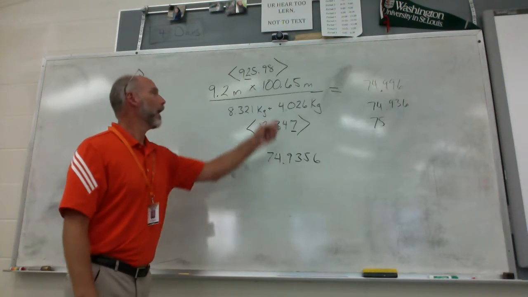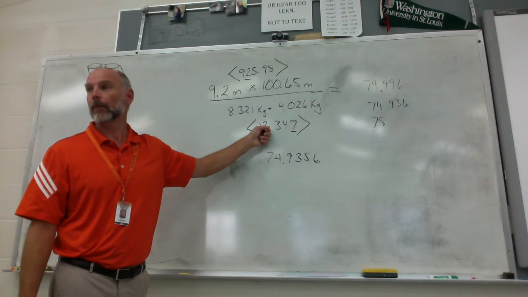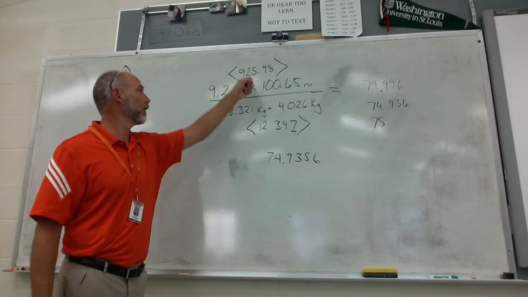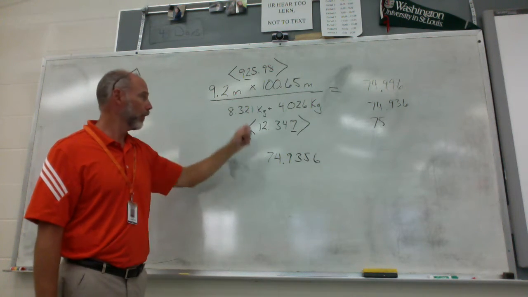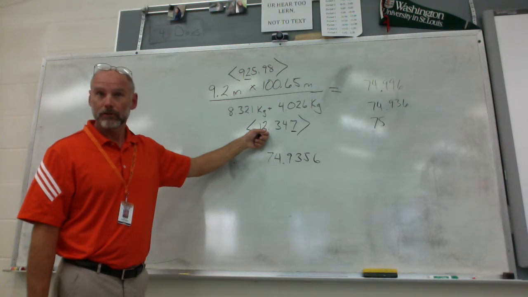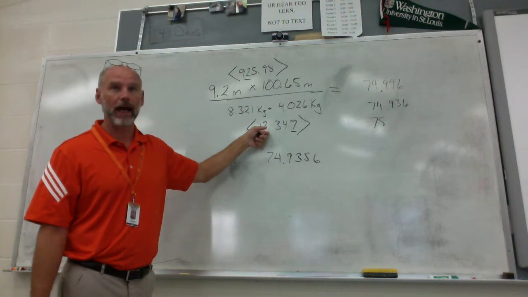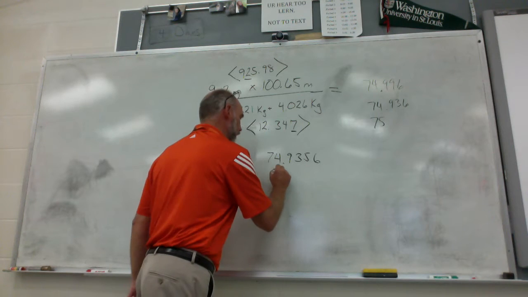74.936. Okay. However, since we're dividing, we only care about the number of significant figures. This one only has how many that are valid? 2. This one has 5. Therefore, my answer can only have 2, which would be right there.